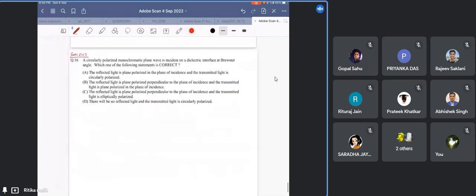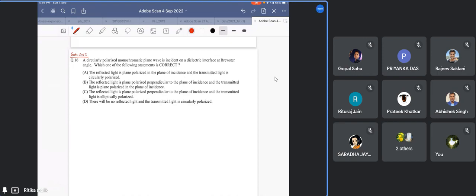Now this one came in GATE 2013. It's an easy question. A circularly polarized monochromatic plane wave is incident on a dielectric interface at Brewster angle. Which one of the following statements is correct? Reflected light is plane polarized light in a plane perpendicular to the incident, and transmitted is circularly polarized light.